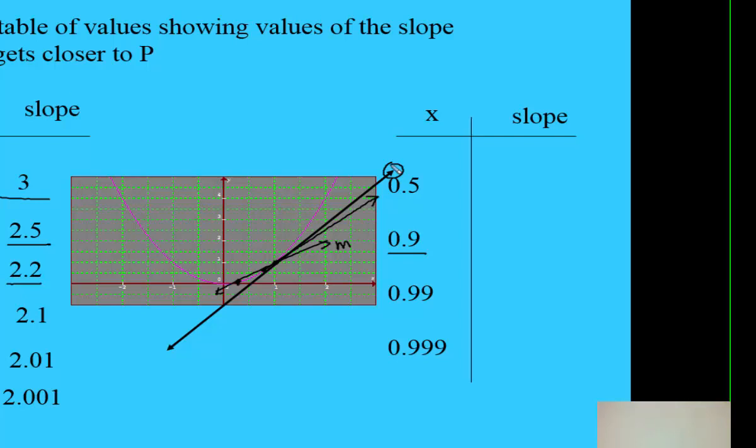So we're repeating the same process that we did over here. We were using values to the right of 1, but now here we're going to choose values to the left of 1 and let those values get closer to 1 from the left side.